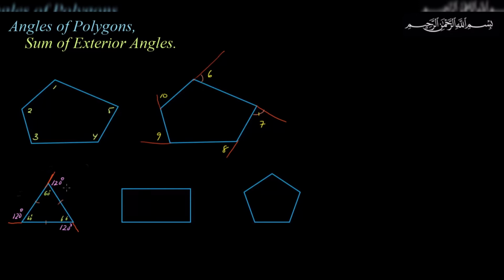That's easy enough. And then I can add these up: 120, 240, and then 120 again is 360. The sum of the exterior angles here is going to be 360 degrees. Okay, that was easy enough.